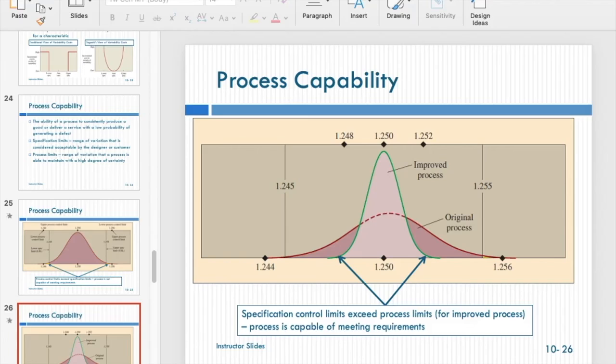So here, by improving this process, you figure out that since the new process control limit is within the specification limit, it's good. Your quality is already acceptable, all right?